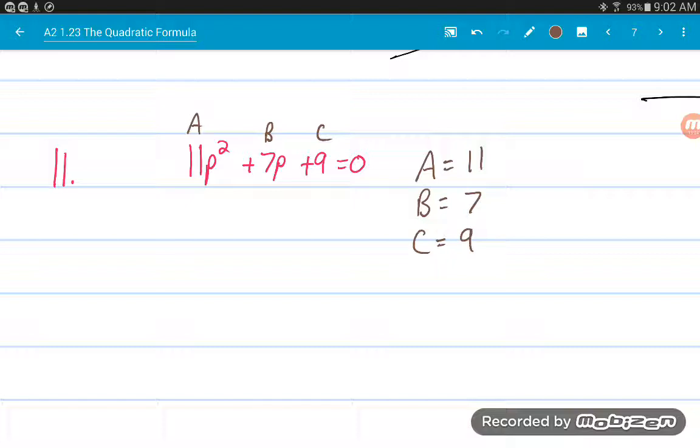Now all I'm doing is using the discriminant. So what is the discriminant? The discriminant is b squared minus 4ac. I feel like Dora the Explorer, asking questions and then answering them myself.